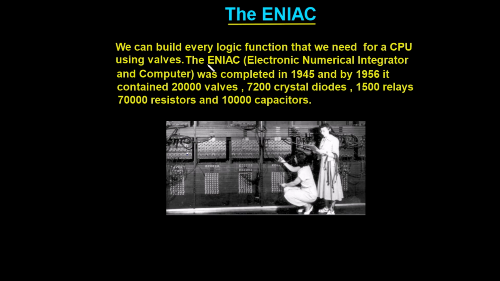Now the ENIAC, that is Electronic Numerical Integrator and Computer, was completed in 1945, and by 1956 it contained 20,000 valves, 7,200 crystal diodes, 1,500 relays, 70,000 resistors and 10,000 capacitors. But the main point about this is it's produced using our valves, and our valves were nothing other than the electric bulb with an extra electrode.